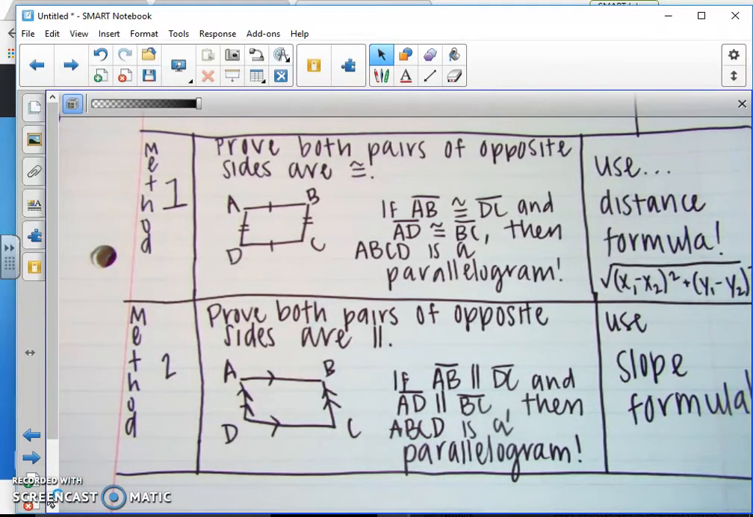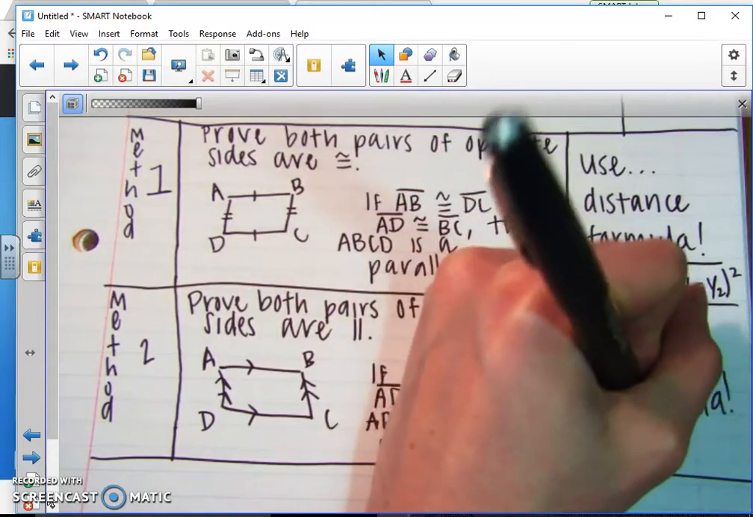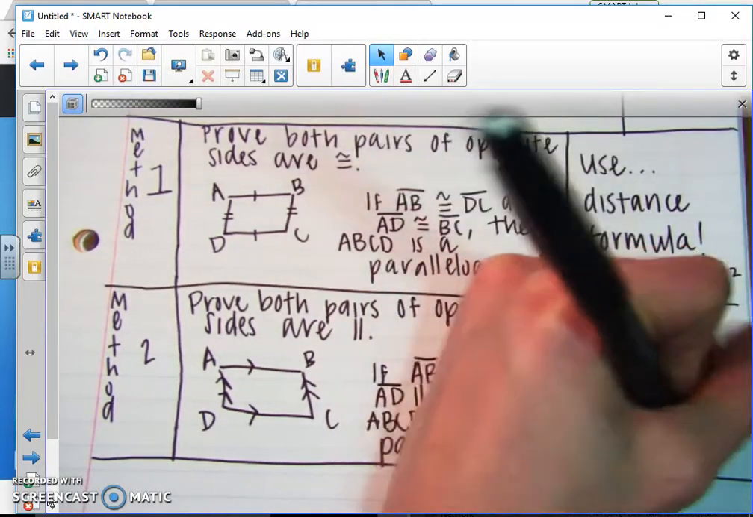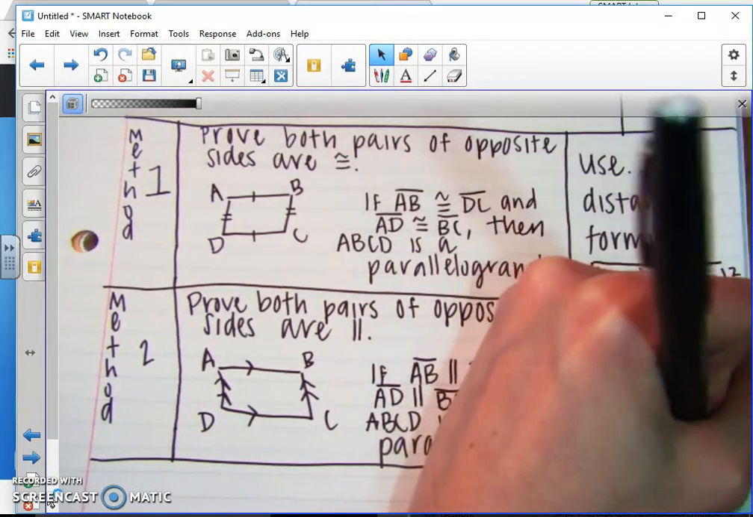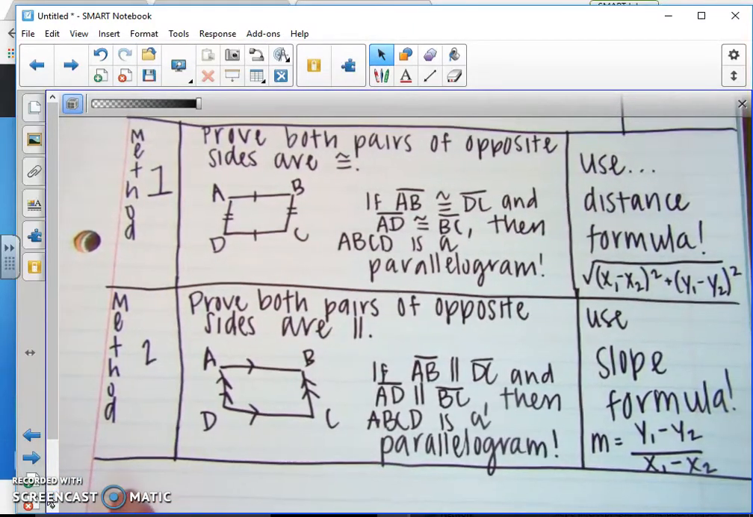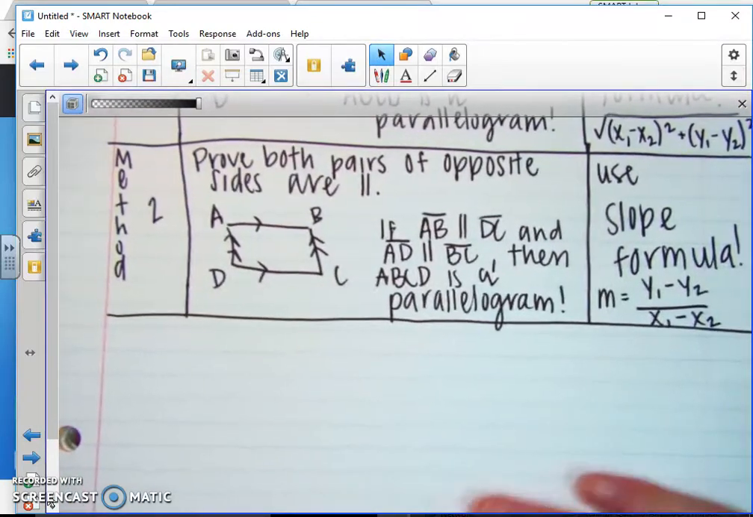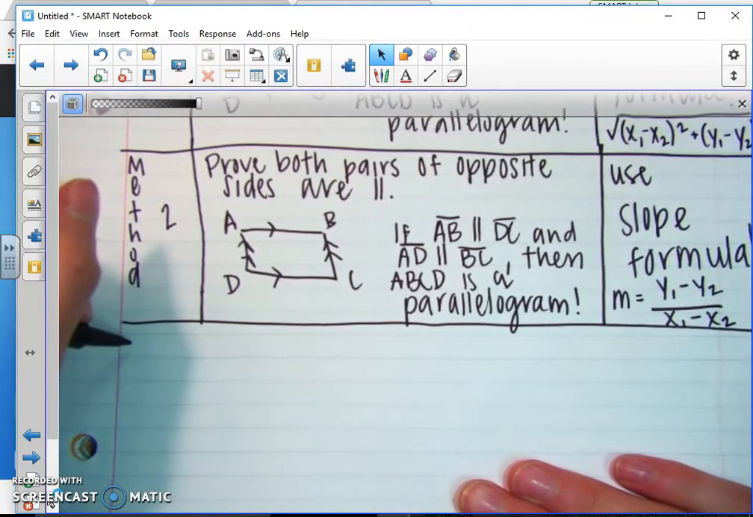Because we want parallel lines to have the same slope. So our slope formula is m equals y1 minus y2 over x1 minus x2, or you could switch the ones and the twos, it doesn't matter. Awesome, all right, so those are two methods, and remember I told you there's three methods, so here's the last one.